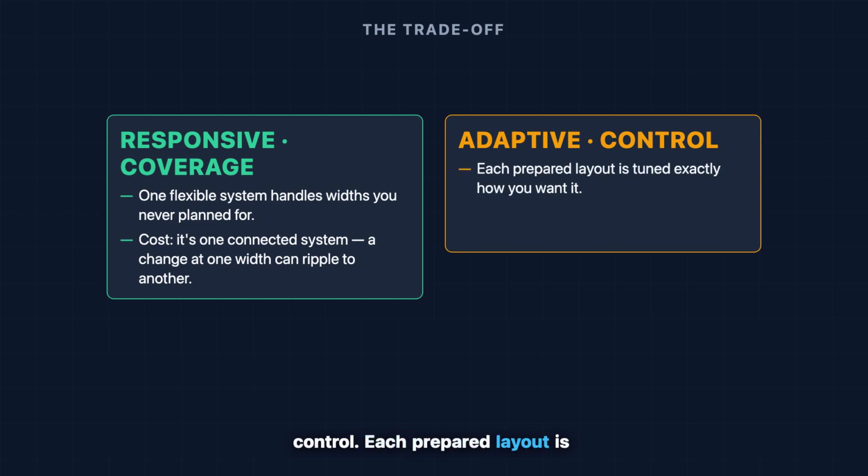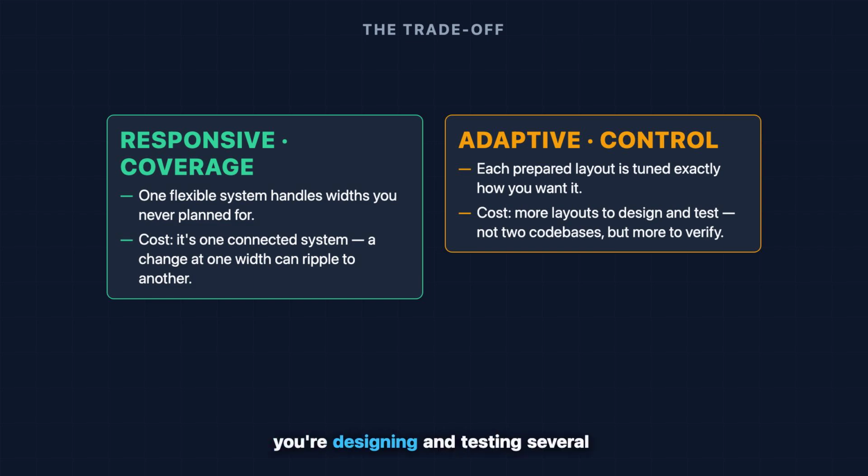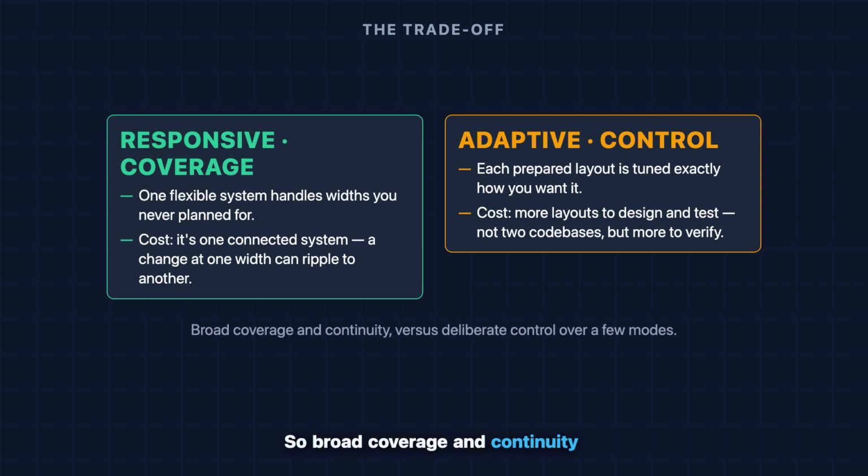Each prepared layout is tuned exactly how you want it. The cost is that you're designing and testing several distinct layouts, plus the logic that picks between them. More layouts, more to verify. And to be clear, that's not two separate code bases. They usually live in one project. The effort scales with how many layouts you commit to. So, broad coverage and continuity versus deliberate control over a few modes at a higher build and test cost.